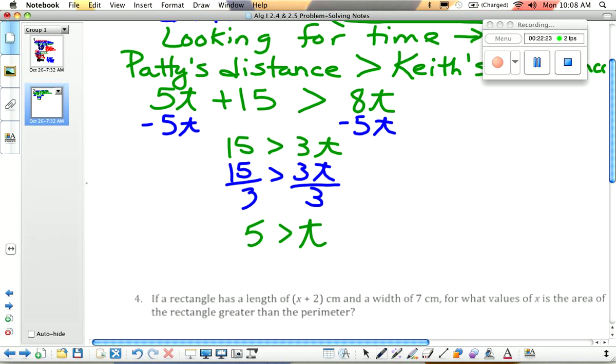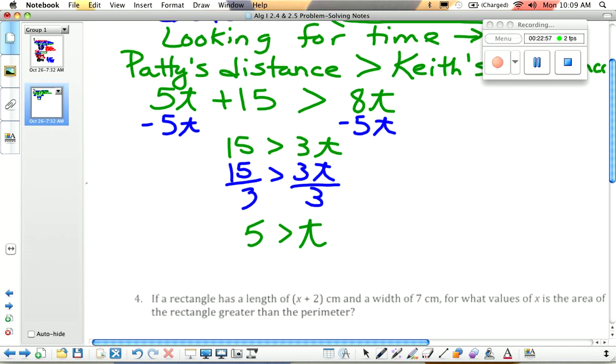Okay, you get the same solution I do? Same inequality solution? Okay, what's that tell us? 5 seconds. Okay, so when, it'd be really clear. What is that telling us? 5 is greater than T, or if we read it backwards, T is less than 5. What's that really telling us? I don't want to know what the inequality states. I want to know, how can we answer this question? Patty can stay ahead of her brother for 5 seconds.